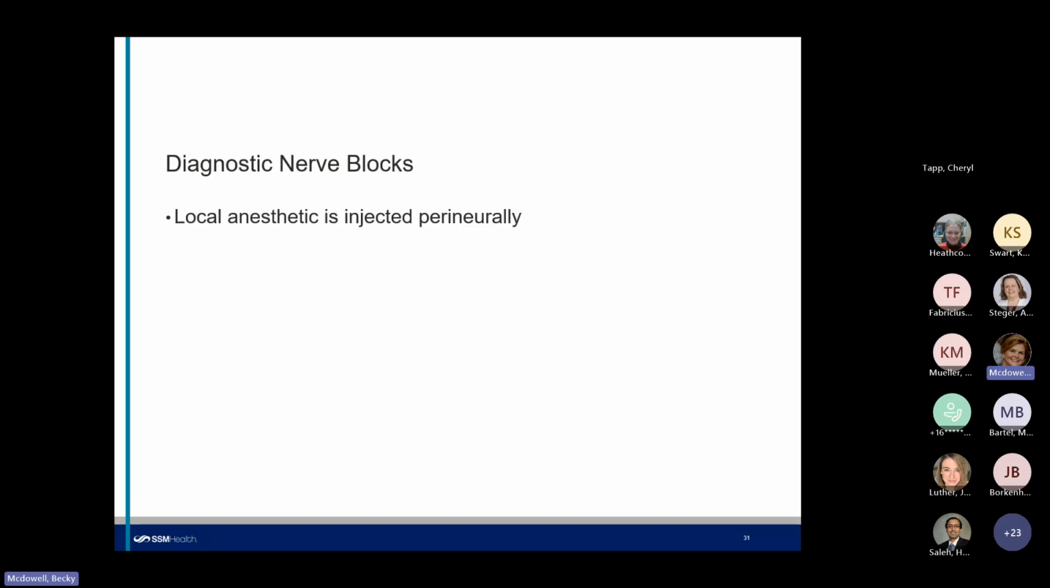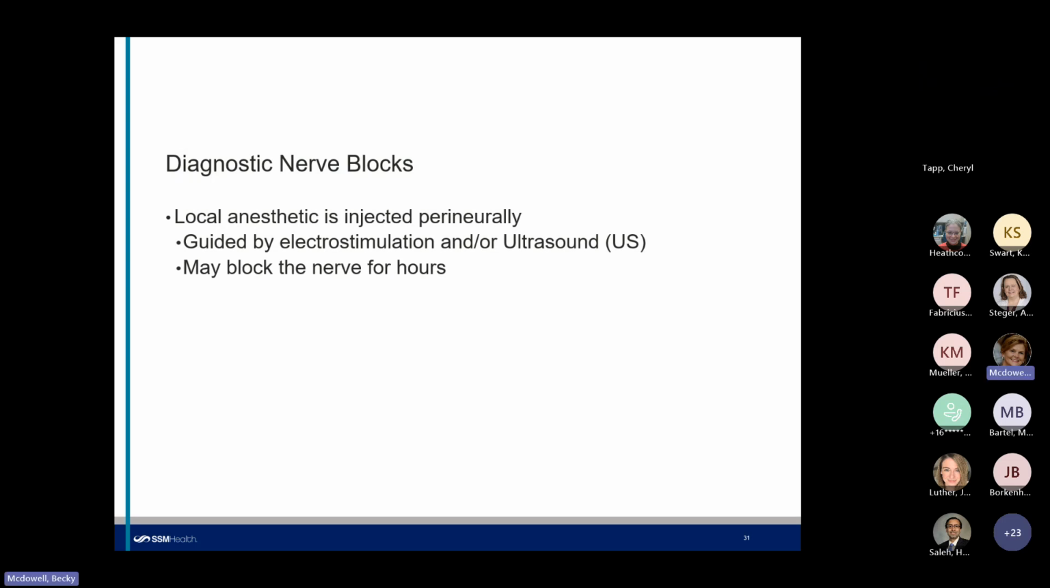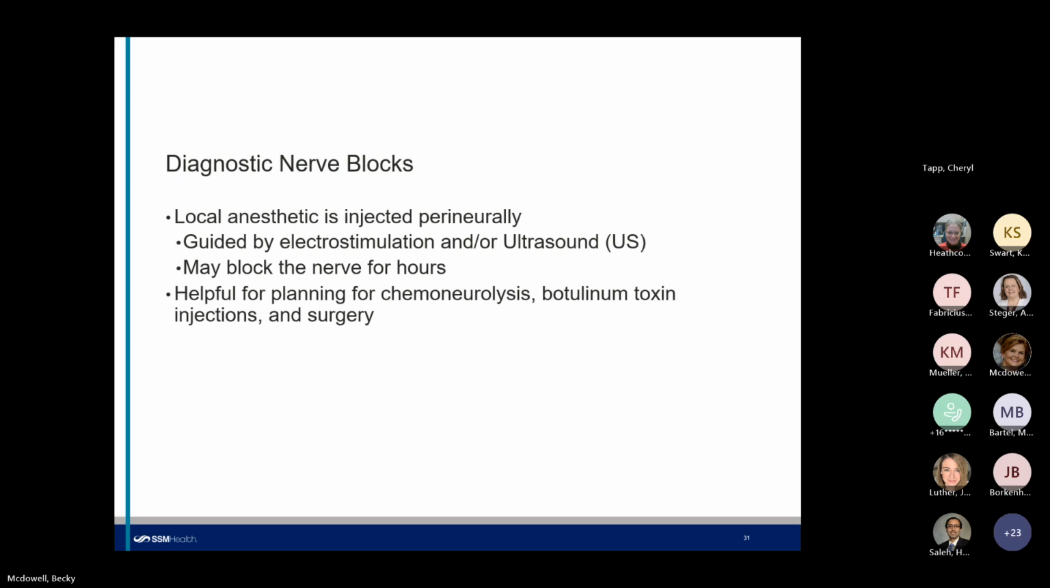Diagnostic nerve blocks are local anesthetic injections around the nerve. Usually when doing these, we will use electrostimulation or ultrasound guidance. These blocks may last for hours. They're helpful for planning chemoneurolysis, which I'll talk about in a few slides. It can help with planning for botulinum toxin injections and for surgery.